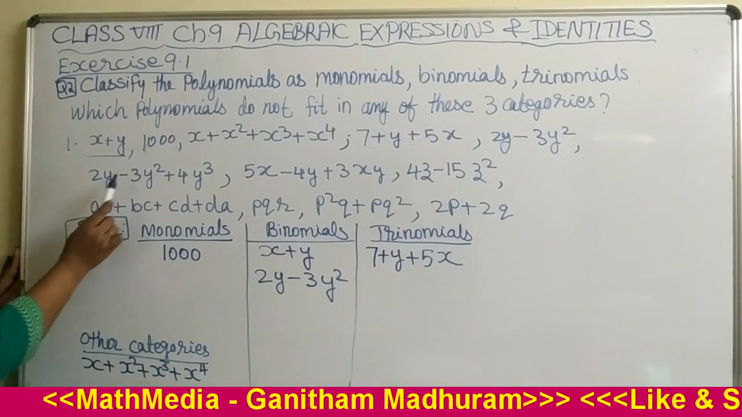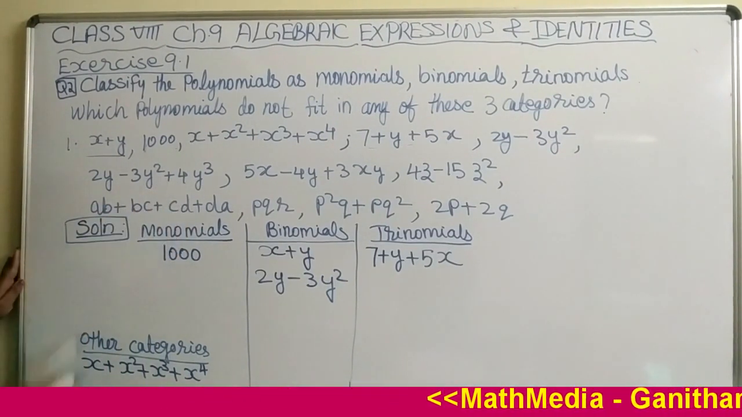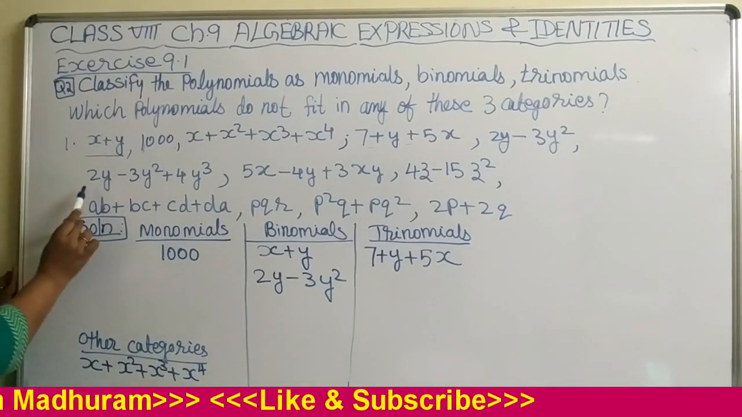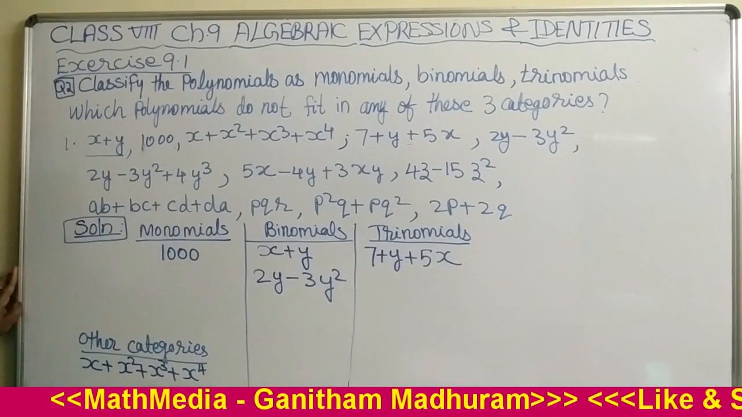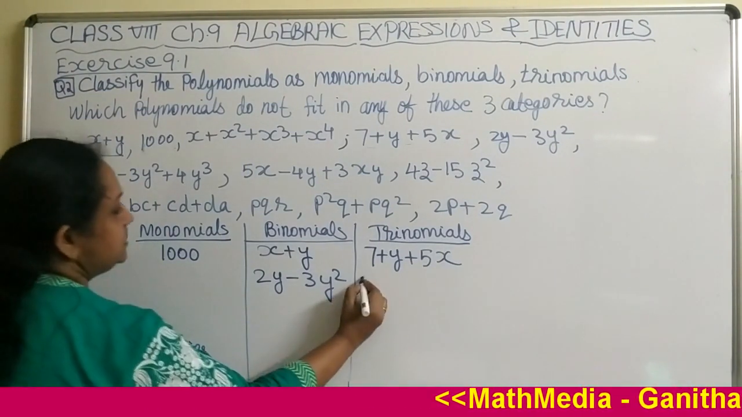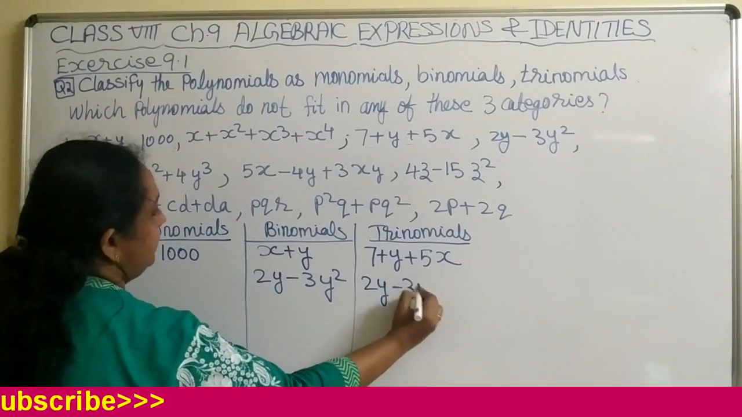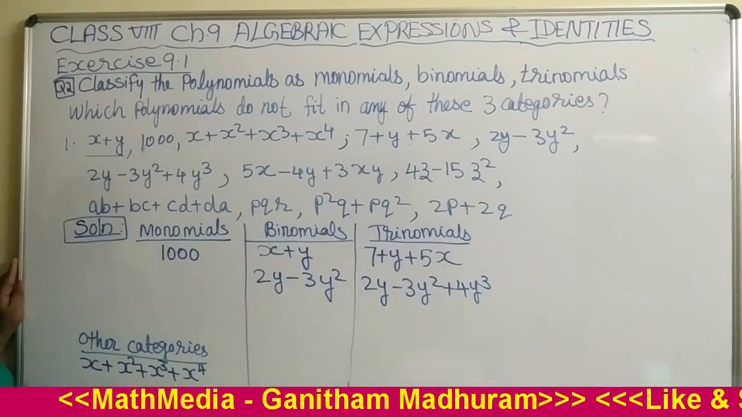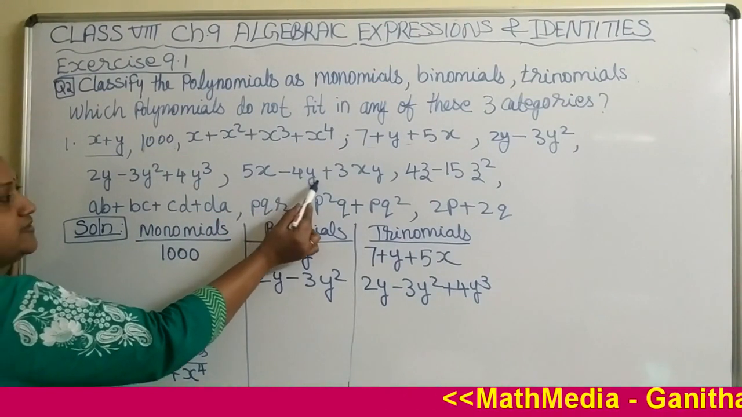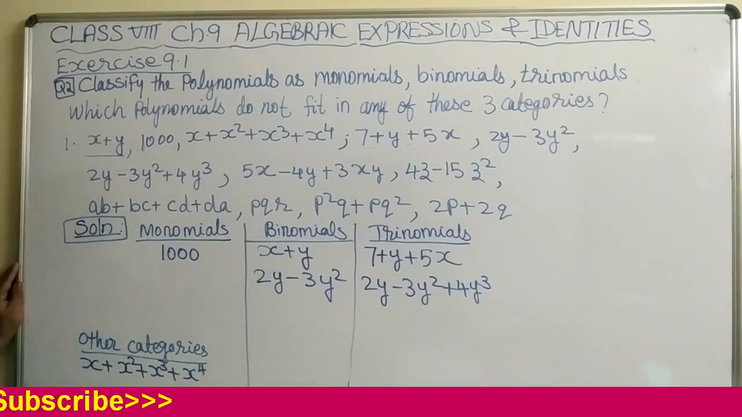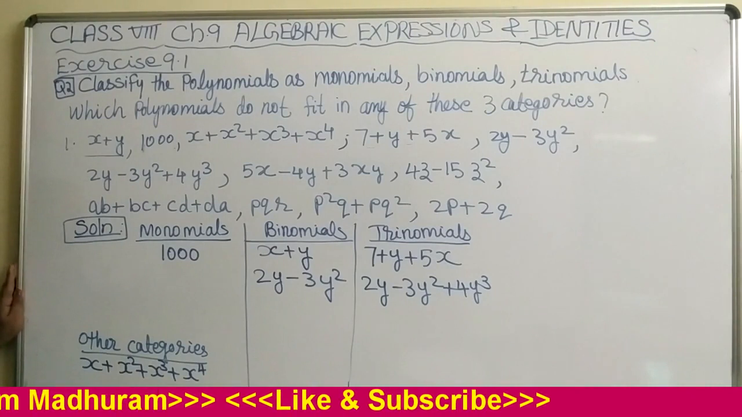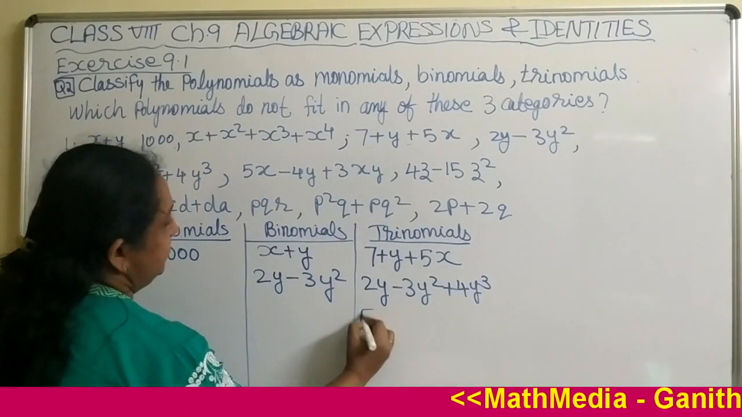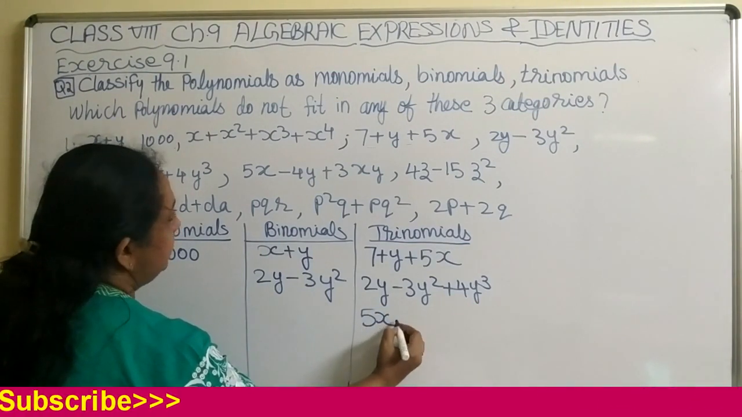Next one, 2y minus 3y square plus 4y cube. Here you can see the terms are 2y, minus 3y square and 4y cube. So it is trinomial. And the next one, 5x minus 4y plus 3xy, is the expression which contains 3 terms, 5x, minus 4y and 3xy. So it comes under trinomials.